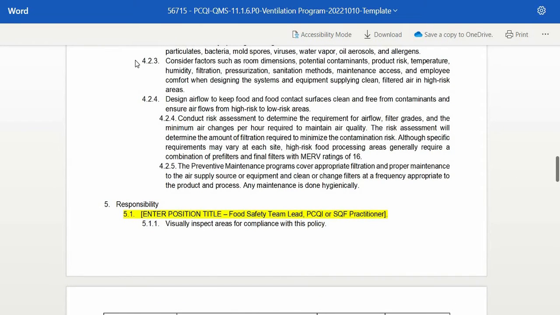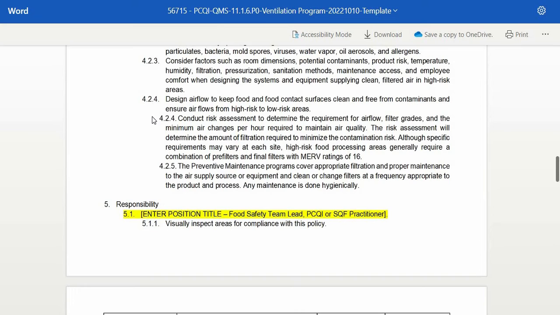Third, consider factors such as room dimensions, potential contaminants, product risk, temperature, humidity, filtration, pressurization, sanitation methods, maintenance access, and employee comfort when designing the systems and equipment supplying clean, filtered air in high-risk areas. And fourth, design airflow to keep food and food contact surfaces clean and free from contaminants and ensure airflows from high-risk to low-risk areas.